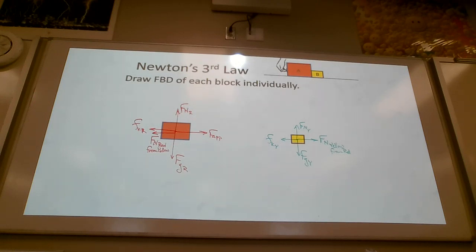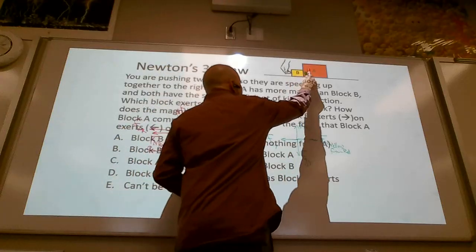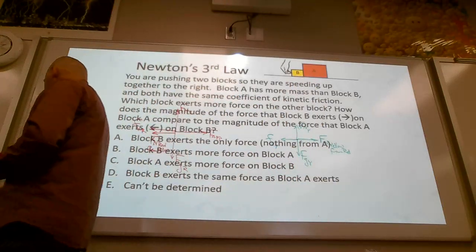Does that make sense? They act on two different objects. They don't cancel each other out. Only forces acting on the same object can cancel each other out. Same question. I'm just flip-flopping the order.